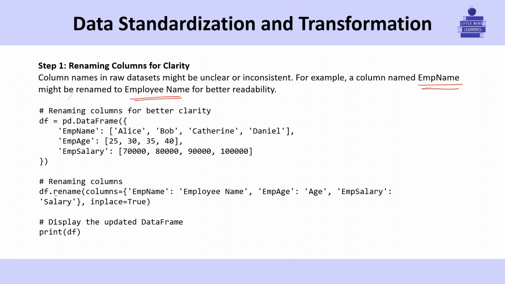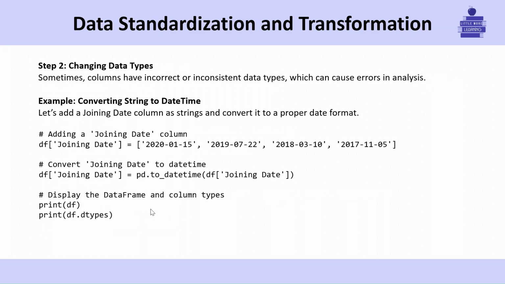In this code snippet, when we are renaming the columns, this function, rename, specifies old and new column names in a dictionary format, like emp name to employee name, emp age to age, emp salary to salary. This particular statement, inplace equals true, ensures changes are applied directly to the data frame instead of creating a new copy of your dataset.